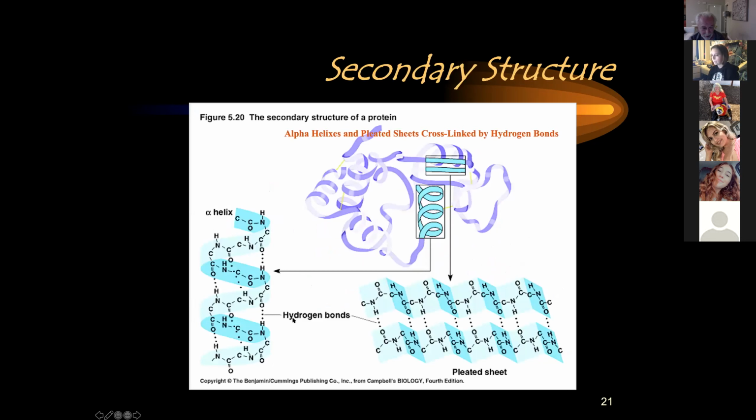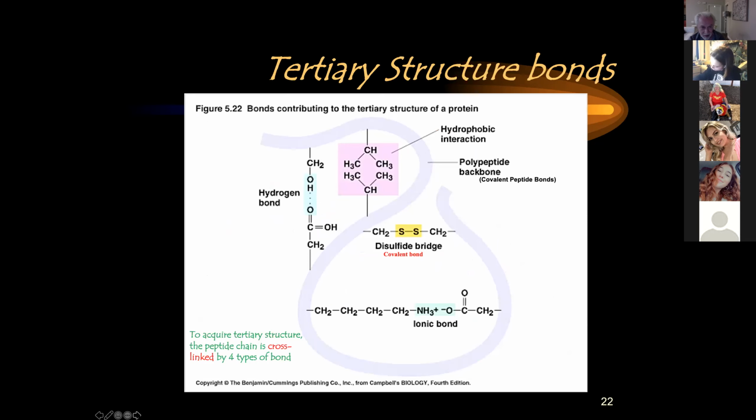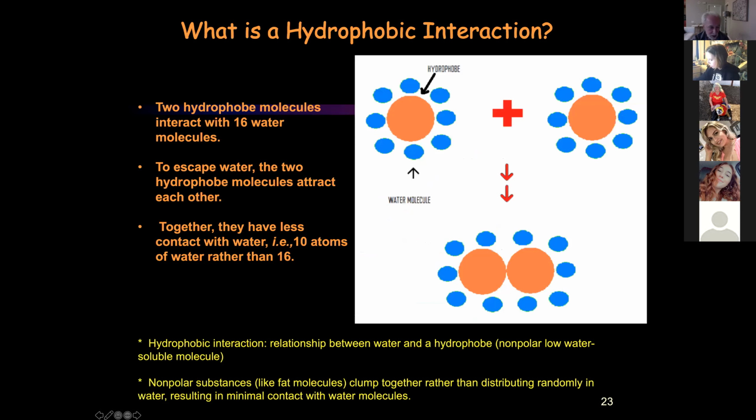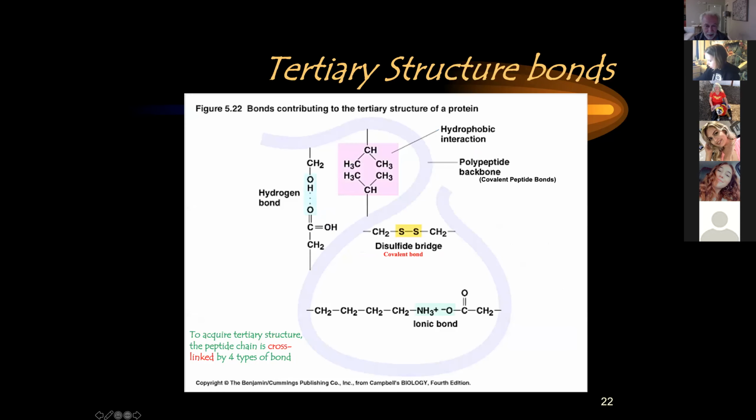Secondary structure forms through the formation of hydrogen bonds, forming alpha helices and pleated sheets. And then we get to the interesting part, the tertiary structure, because this is the form of a protein that has enzyme activity. So how does the tertiary structure form?